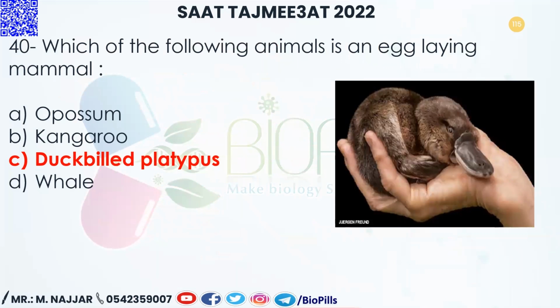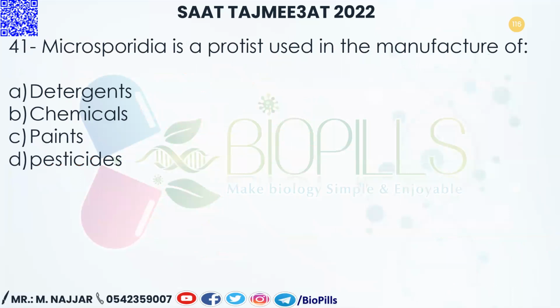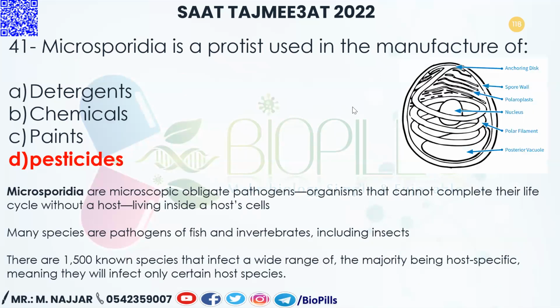This is the answer as I just mentioned. Question number 41. Microsporidia is a protist used in the manufacture of detergents, chemicals, paints, pesticides. It is a rephrasing of a question that came in the exams before, and the correct answer here is pesticide. In one of the exams, he said a protist that is used as a pesticide, and he wanted you to pick the microsporidia. So here he just rephrased the question. If you saw the previous question, you will never mix it up. It is a new and old question, if we can say.